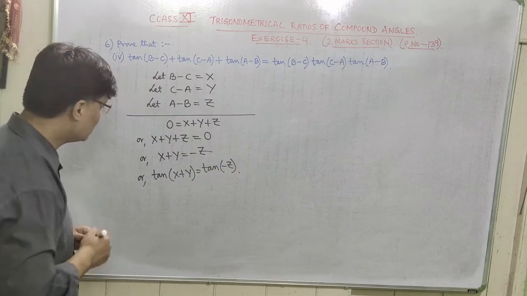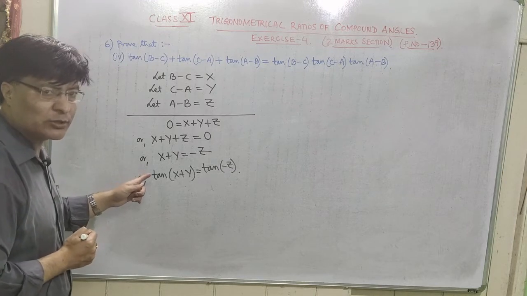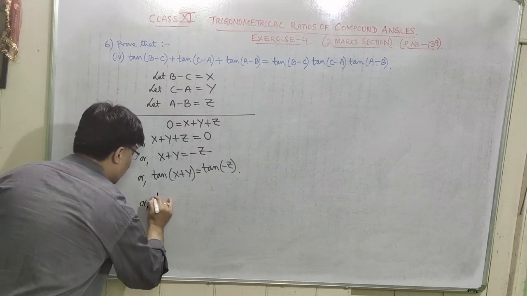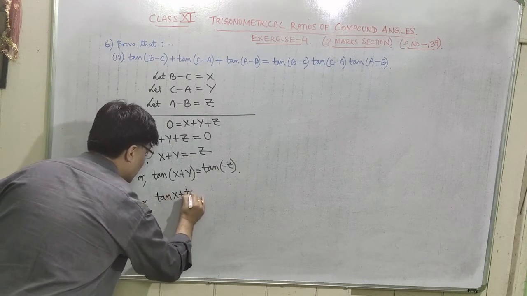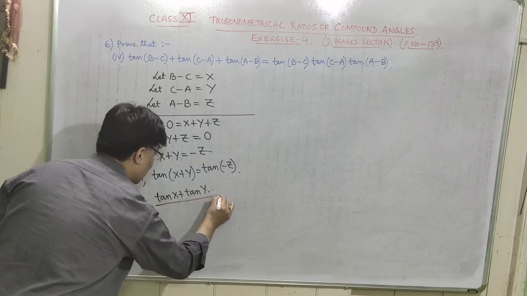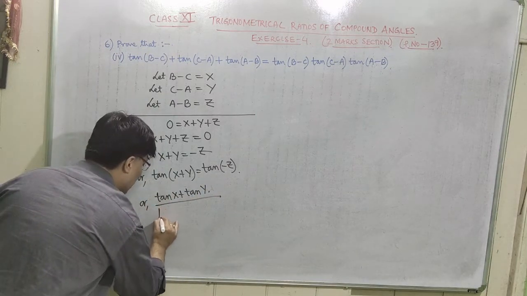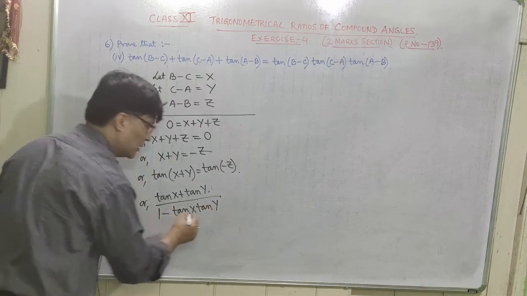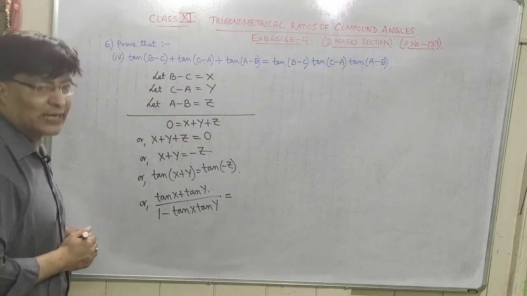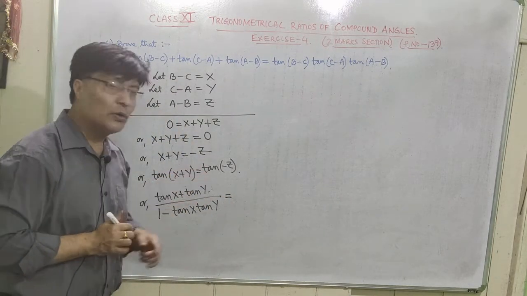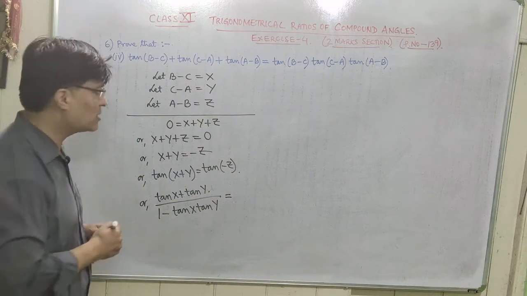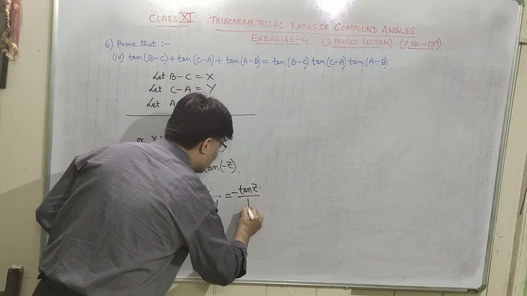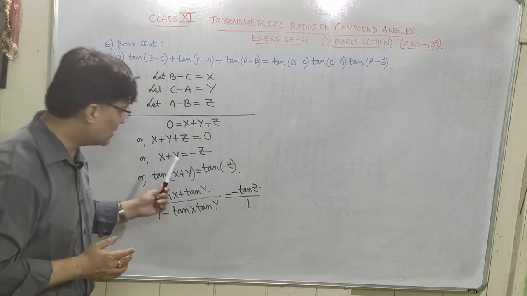Is that clear? On the left hand side, which formula is used? Tan of A plus B is used, isn't it? So what is the formula? It is tan of A plus tan of B divided by 1 minus tan A tan B, that is, tan X plus tan Y divided by 1 minus tan X tan Y is equal to, now on the right hand side, what is tan of minus theta? It is minus tan theta, isn't it? So you can write here minus tan Z. Below this minus tan Z there is 1.